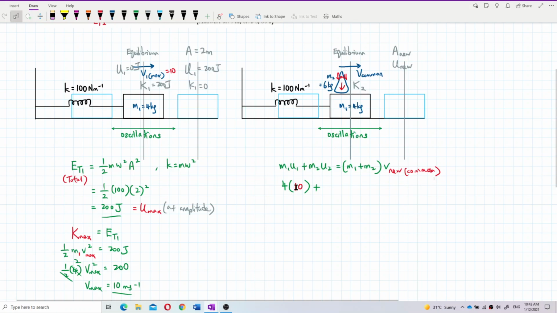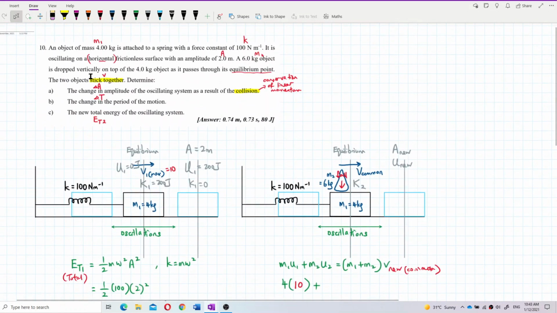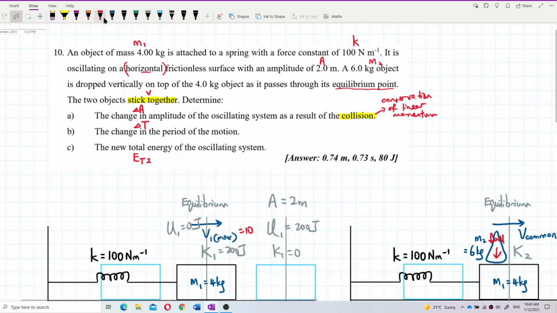So the initial velocity for the 4 kilogram is 10, so I put 10 already. How about the second mass, the 6 kilogram? Does it have any initial velocity? No, it was dropped vertically. Do you see that? It dropped vertically. So we can say U2 is 0.